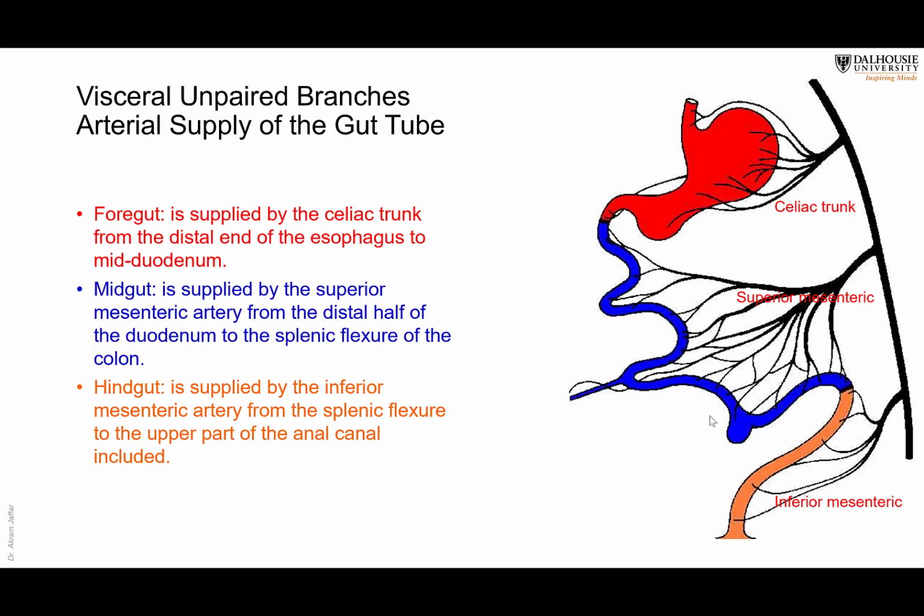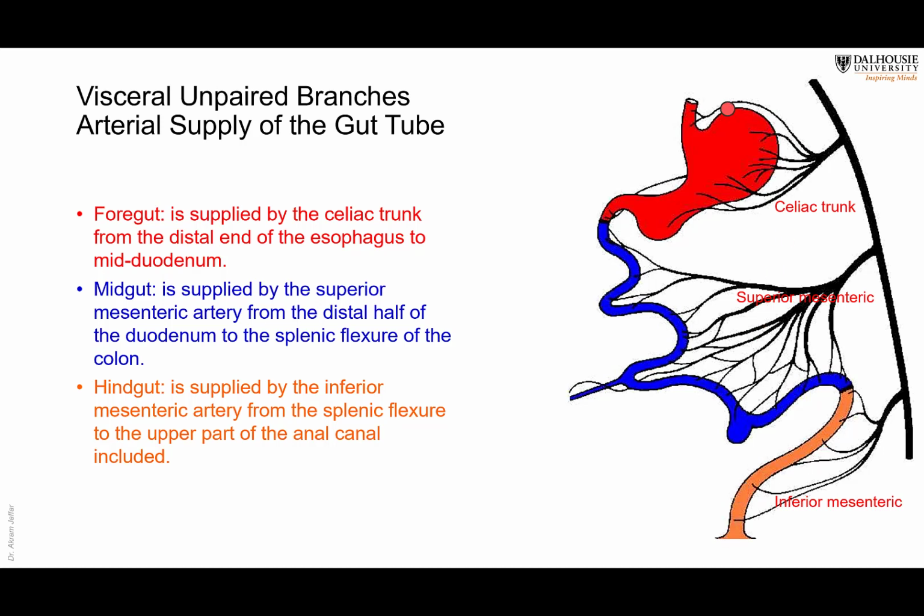So one point about embryology that will be very helpful for you to understand the blood supply of the gastrointestinal tract is that, embryologically speaking, the gut tube is divided into 3 parts. It starts as one tube, but it continues to fold and increase in length, and is divided into 3 parts. The first part is called the foregut, the red one here, and then we have the midgut and the hindgut.